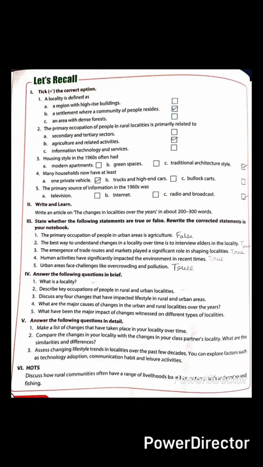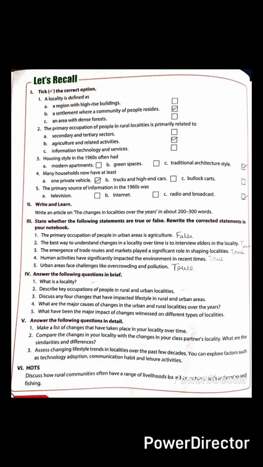Next page, tick the correct option. A locality is defined as a settlement where a community of people resides. Second, the primary occupation of people in rural localities is primarily related to agriculture and related activities. Third, housing style in the 1960s often had traditional architecture style. Fourth, many households now have at least one private vehicle. Fifth, the primary source of information in the 1960s was radio and broadcast. Next, true and false.